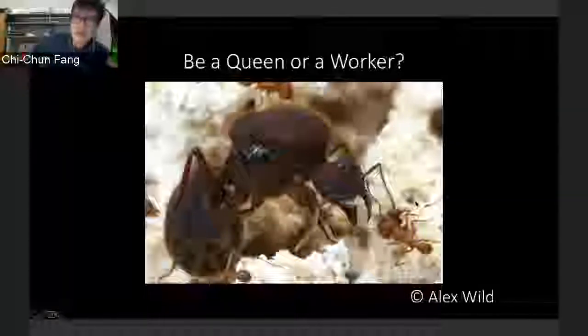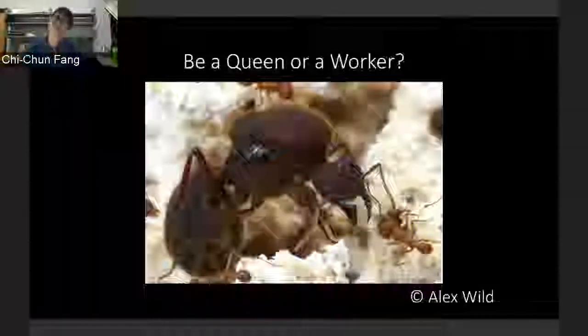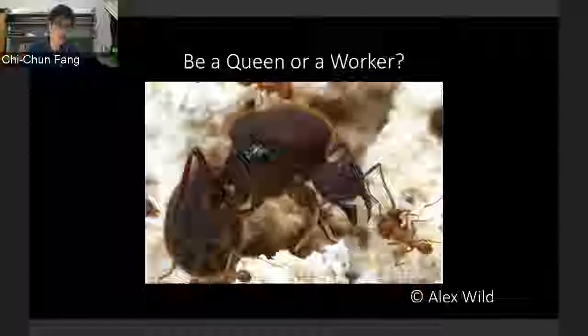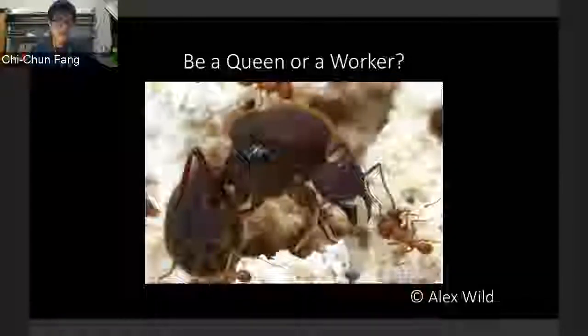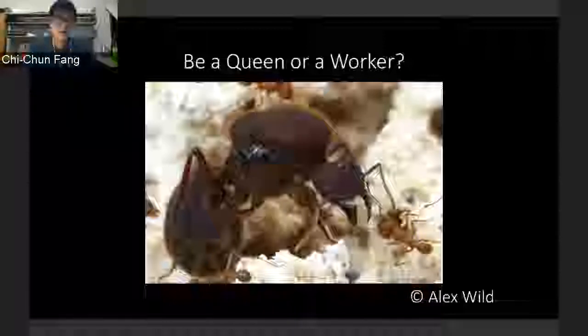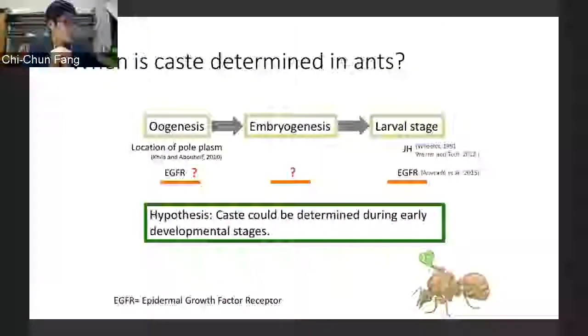So how does the egg decide to be a queen or a worker, since both of them are diploid, fertilized eggs? It's still a mystery. Here I have a simple cartoon figure showing question marks. Question marks on the slides mean there's still a mechanism that we don't know.